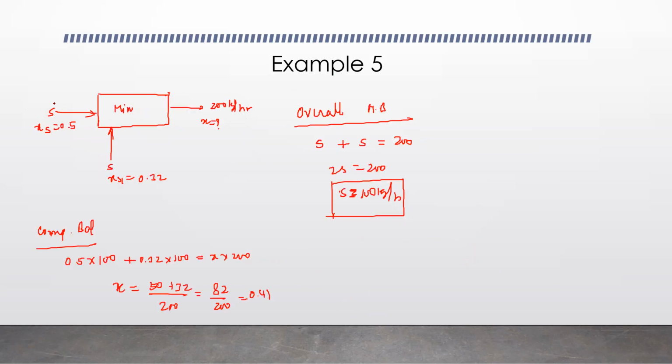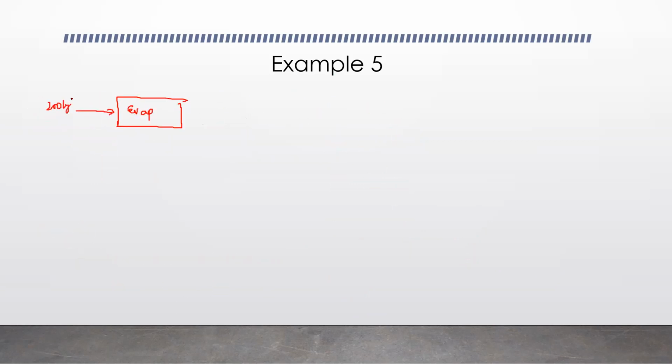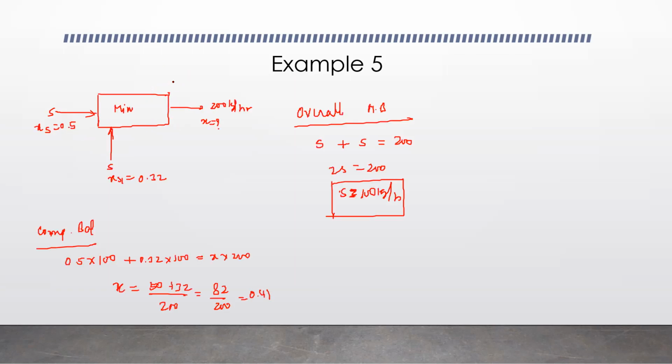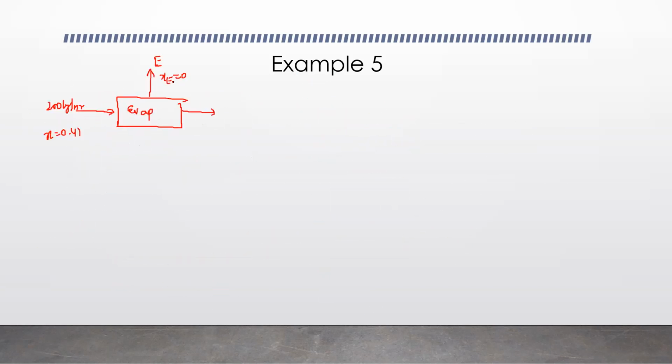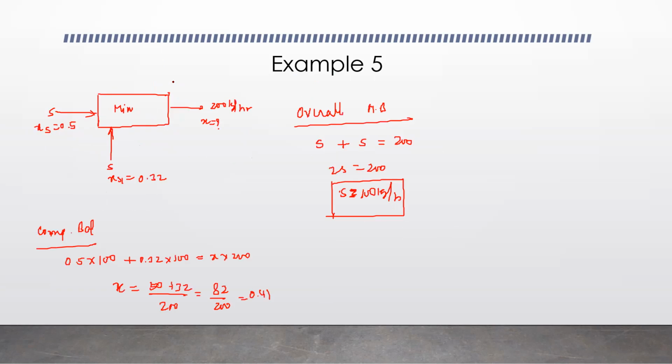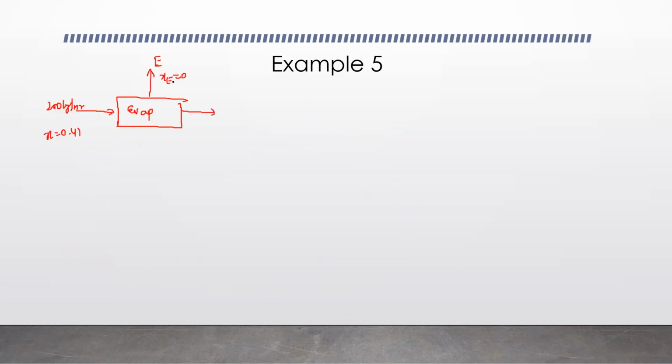All right, so I'm going to make a block diagram of the evaporator unit. Where I have 200 kg per hour solution coming in with X equal to 0.41. E being evaporated, so E and X is 0. Sorry, X is 0, and you have P and X.